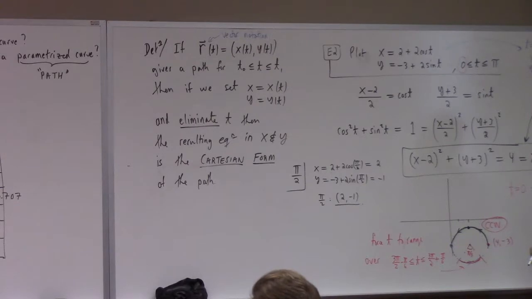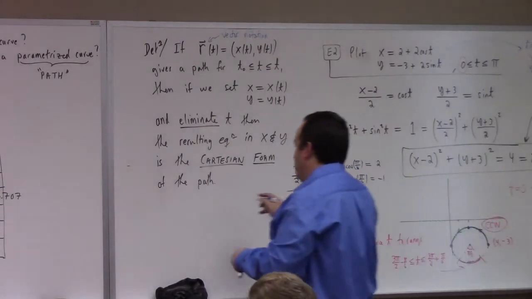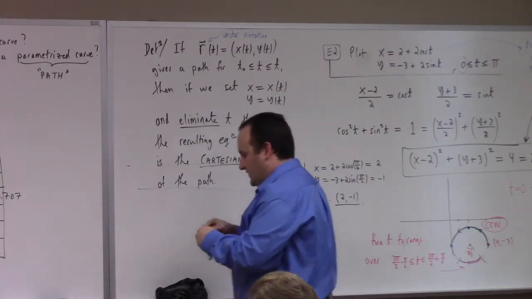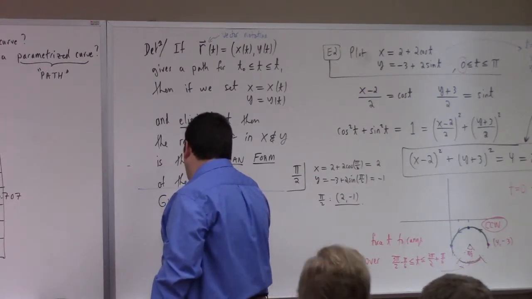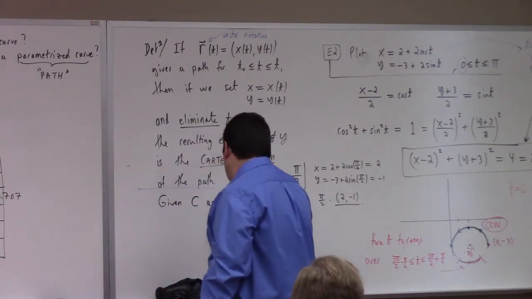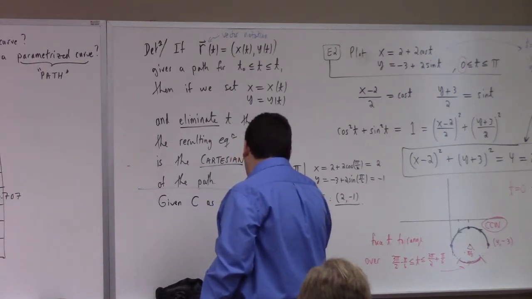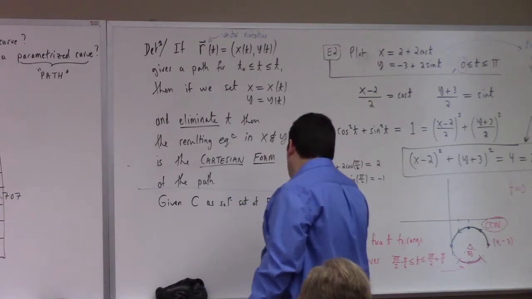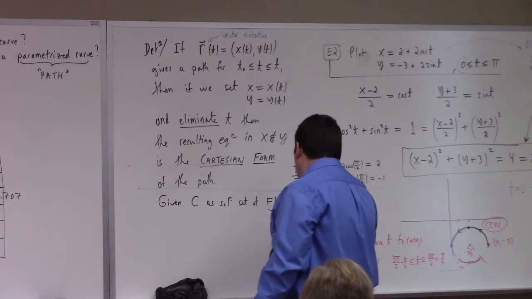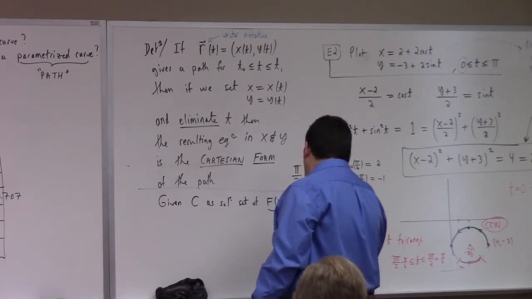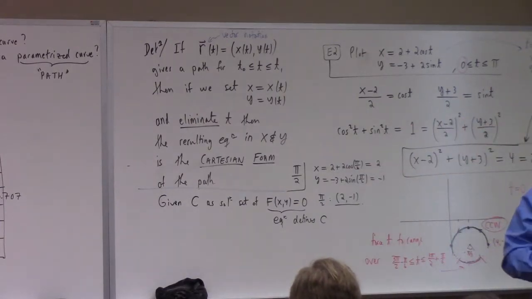Now, the other way around is finding a parameterization, right? The vice versa of this is if you're given C as the solution set of some equation which we can write as big F of x comma y equals 0. So this equation defines C, a curve, right? Then what does it mean to parameterize C?